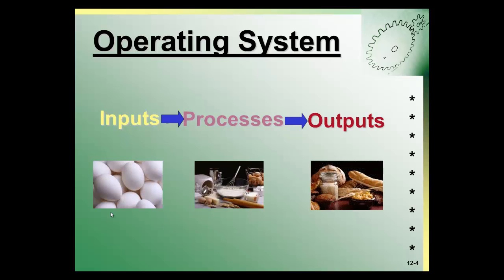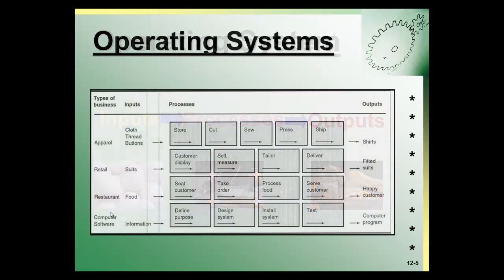Now, all three are considered part of the operating system. Inputs are things like labor, money, information, and supplies for materials. And processes can include employees, machines, and other factors that convert inputs into goods and services. And the outputs are the final goods and services in a form ready for delivery to the customer.